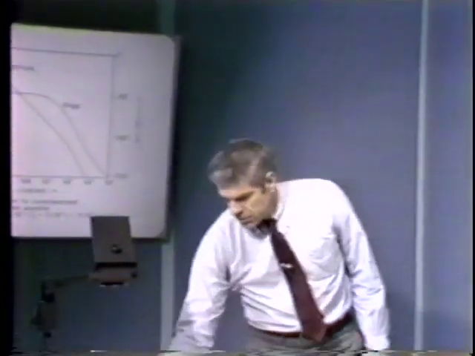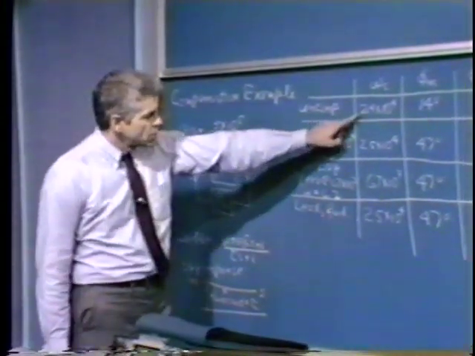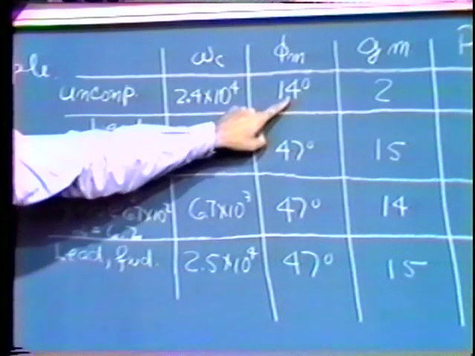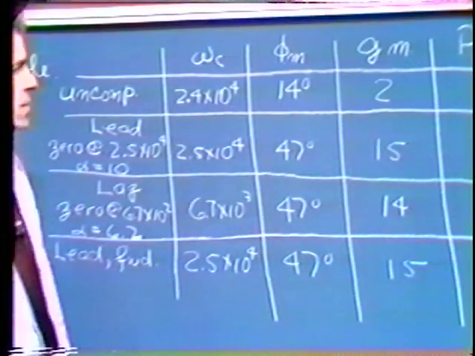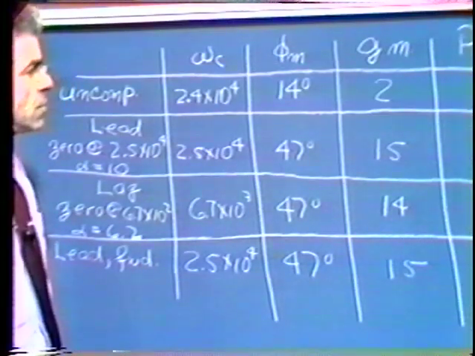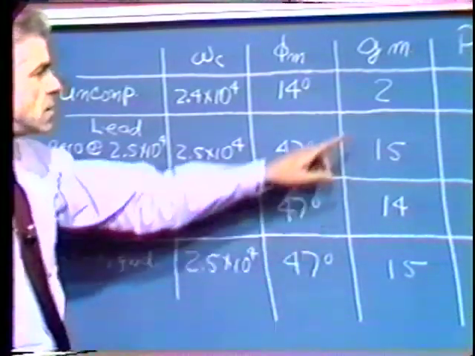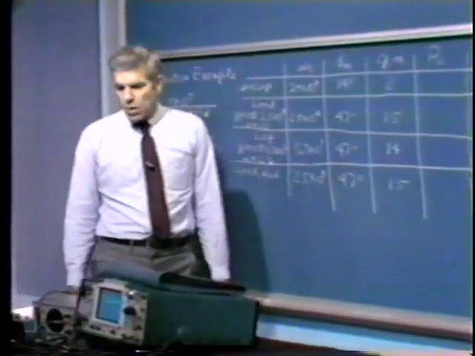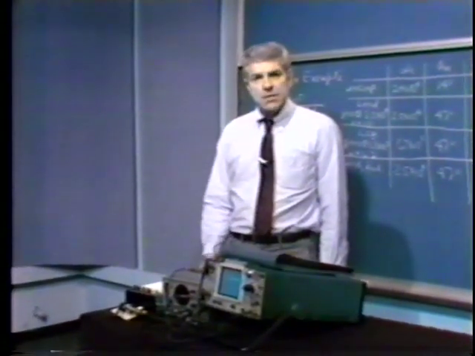I've entered those values into a table where we're going to begin to tabulate results on our amplifier. Without compensation, we have a crossover frequency of 2.4 times 10 to the 4th radians per second, and a phase margin of about 14 degrees. Similarly, if we evaluate the gain margin for this system by looking at the magnitude of the AF product at the frequency where the angle goes through minus 180 degrees, we find out the gain margin for the system is about 2.